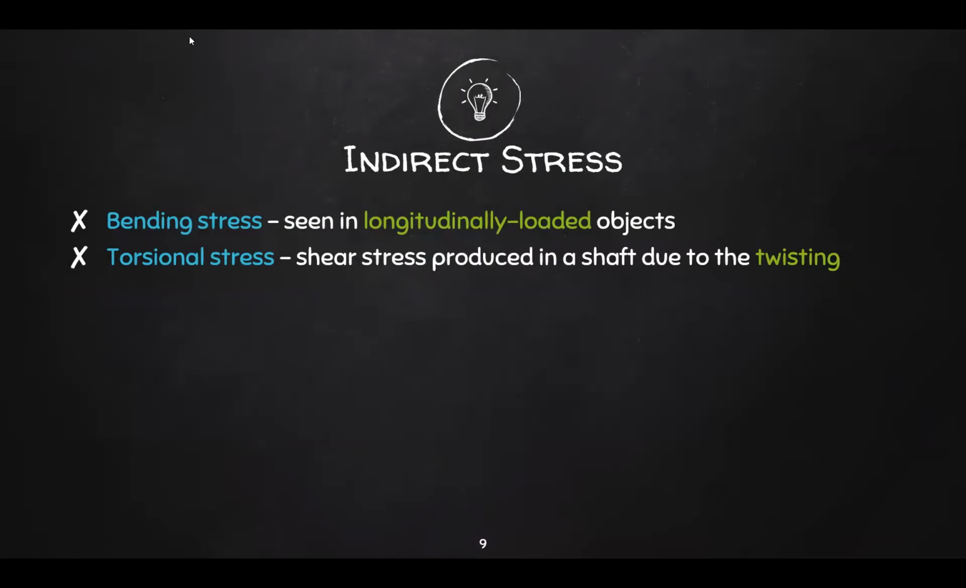Next, we have the second type of stress, which is indirect stress. Recall previously we had direct or simple, now we have indirect. So types of that are bending and torsional stress. Bending stress are seen in longitudinally loaded objects, so your frames. Next, torsional stress, it's shear stress produced in a shaft due to the twisting. So for now, we're focusing on direct stresses or simple stresses. Later on in the course, Module 2 and 3, we'll talk about these indirect stresses, okay?